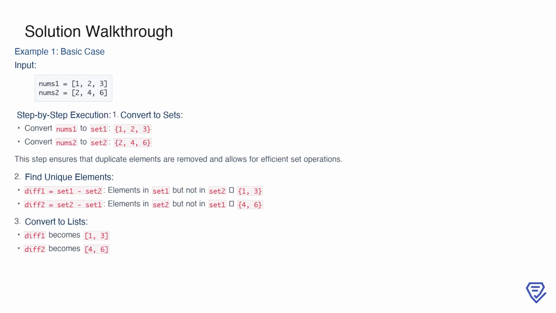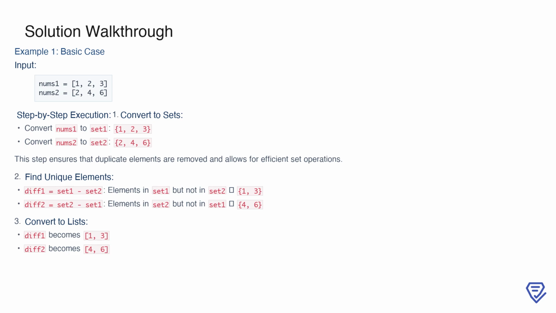To solve this problem, we start with example 1, where nums1 is [1, 2, 3], and nums2 is [2, 4, 6]. The first step is to convert both arrays into sets. This gives us set 1 as {1, 2, 3}, and set 2 as {2, 4, 6}. Converting to sets is crucial because it removes duplicates, if any, and allows us to perform efficient set operations.